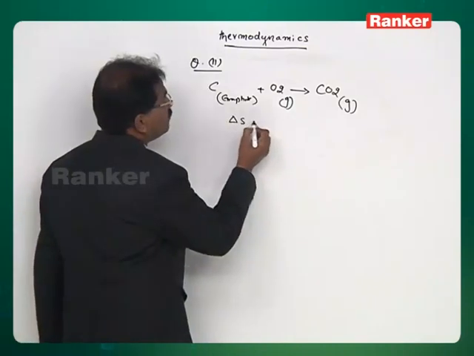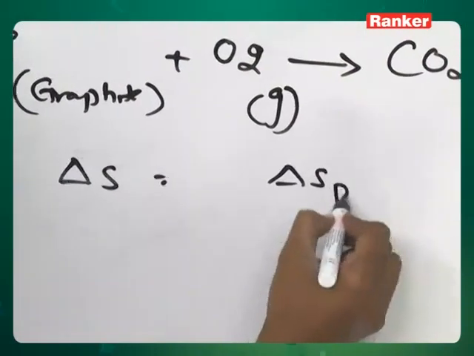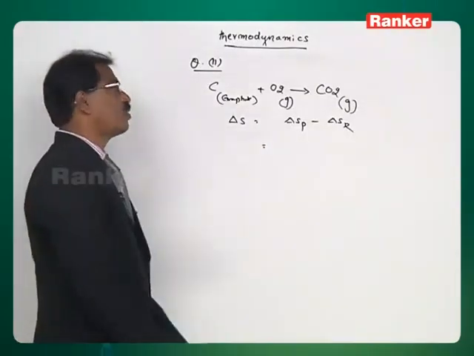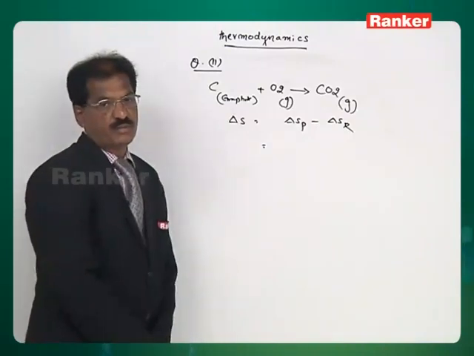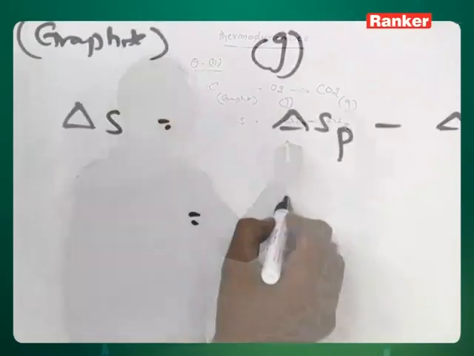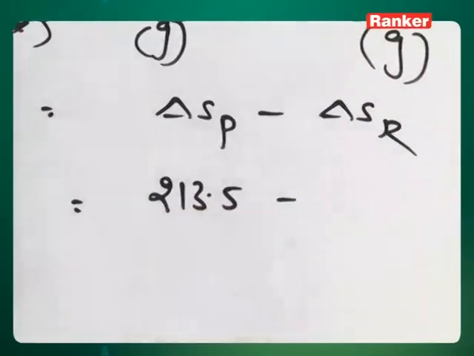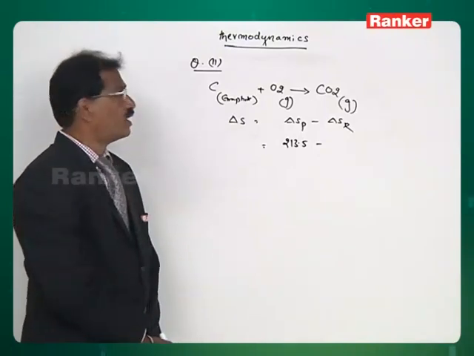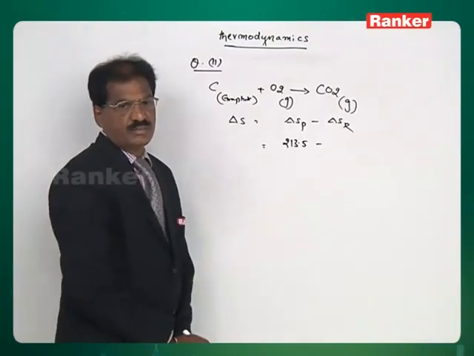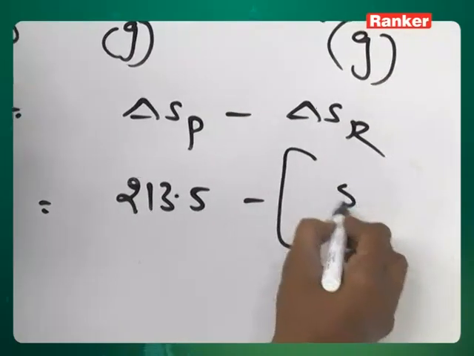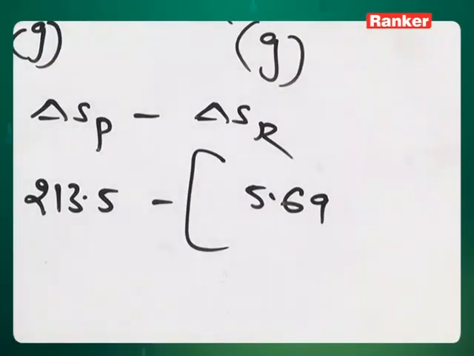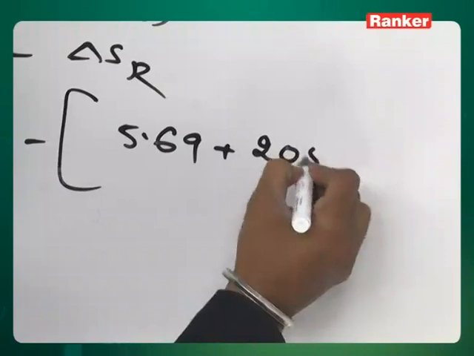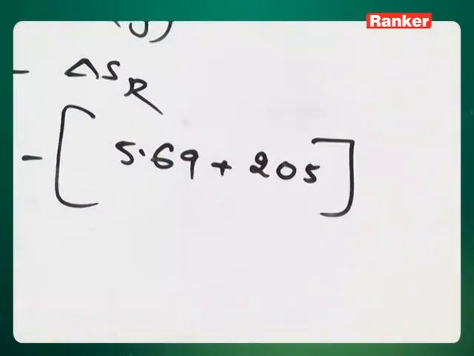For this reaction, we have to calculate the total entropy change. The total entropy change for any reaction is the entropy change of the products minus the entropy change of the reactants. Entropy change of the products means entropy change of the CO2. In the problem, the entropy of CO2 is given, that is 213.5, minus the entropy of the reactants. Reactants means entropy of the carbon and entropy of the oxygen. Entropy of the carbon is given as 5.69 and entropy of the oxygen is given as 205.